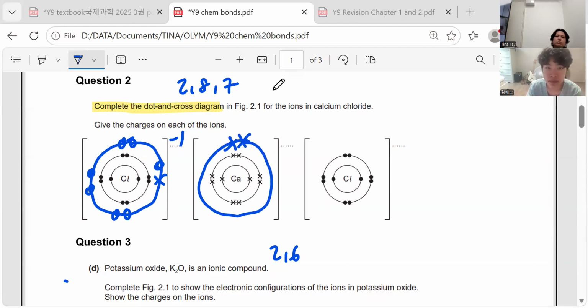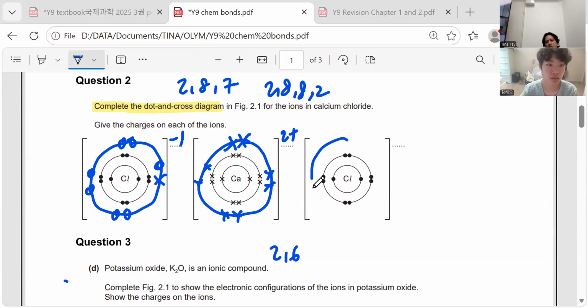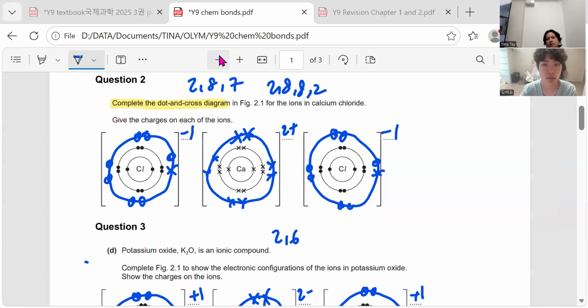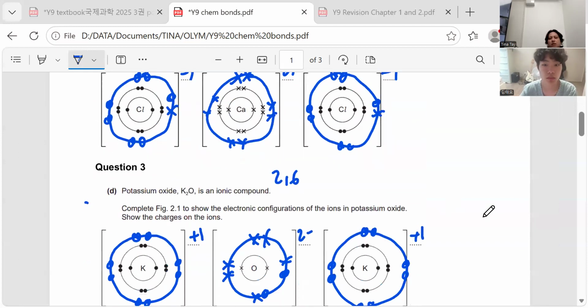So this one, why do you need to draw one more? Because it was 2882, it became 288. You're supposed to draw the 8. And then this one, 1, 2, 3, 4, 5, 6, 7, and 8. Get it?